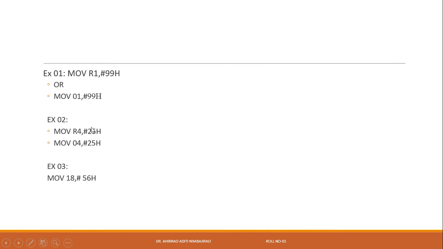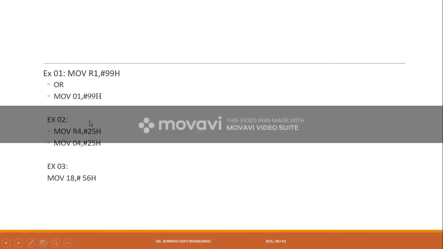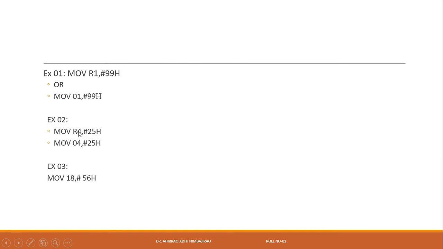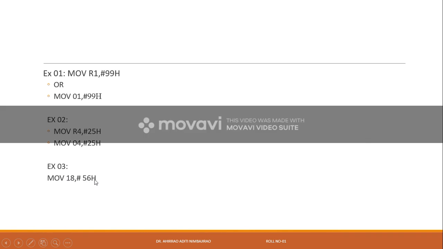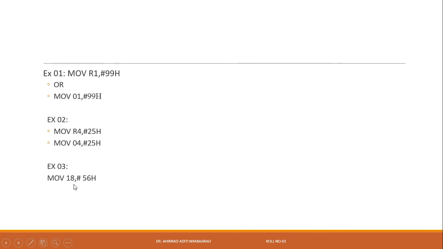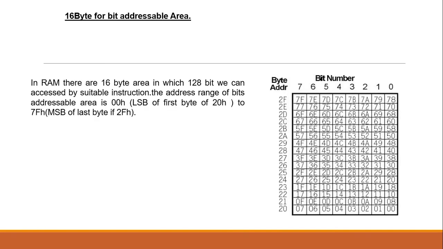What does this indicate? The value 25H is stored in the memory location R4. The 04 is the address of R4, so 25H is stored at this memory location. After that, the third example: MOV 1AH, #56H. What does this indicate? The value 56H is stored at the memory location 1AH. So instead of using the register, we can also give the address directly, and the value will be stored at that particular address. In this way we can use the register banks.